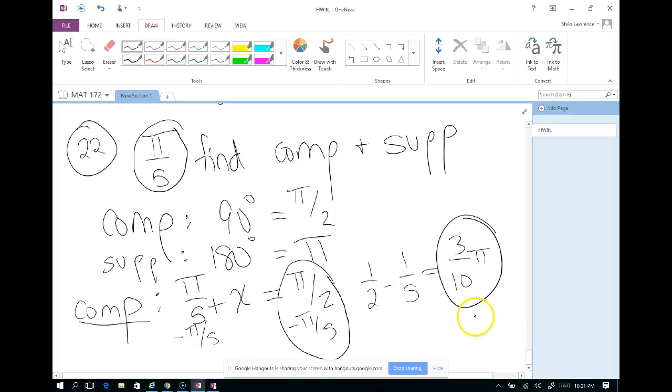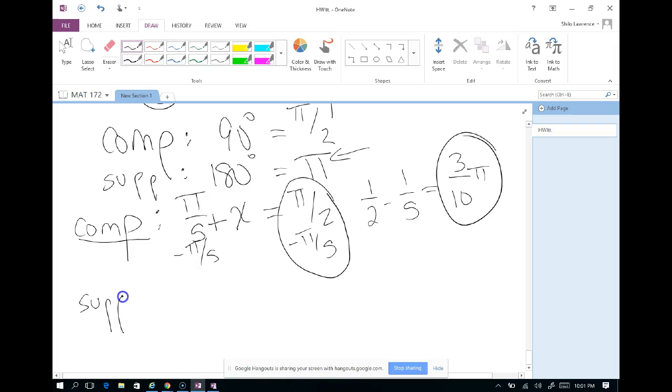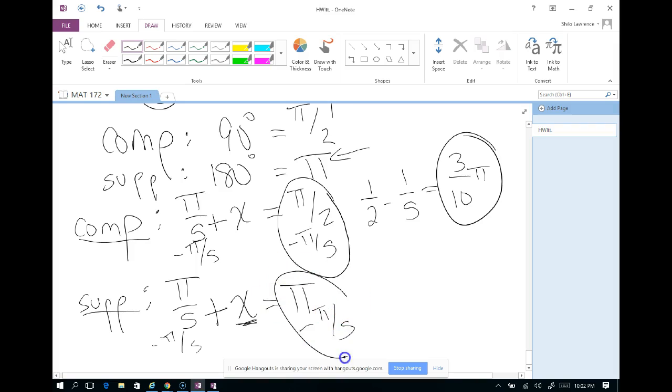For the supplementary, it's a very similar equation. The only difference is we want them to add up to pi. So for supplementary, pi over 5 plus something, its supplementary angle, is going to give us pi. So to solve for what that is, again, minus your pi over 5 to the other side, and we can type that in the calculator as 1 pi minus 1/5 pi. We leave the pi's off though, and we'll just attach it to our answer. So 1 minus 1/5 is 4/5, and you just throw your pi back on it.